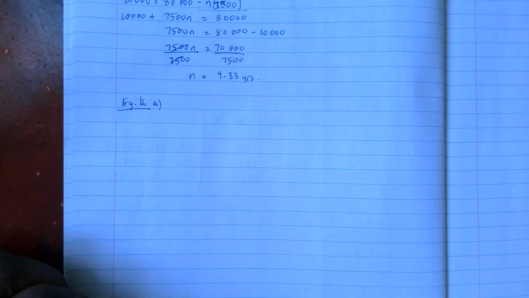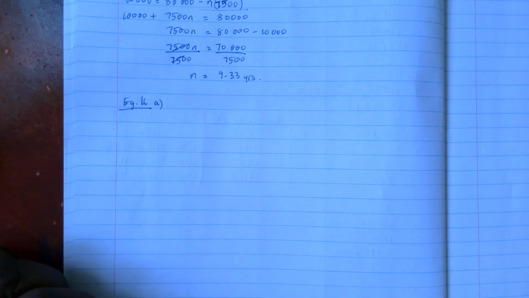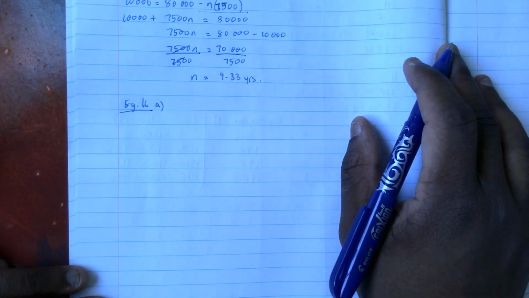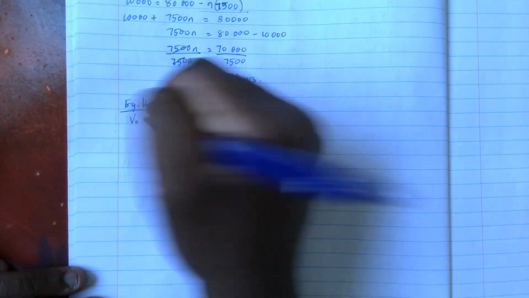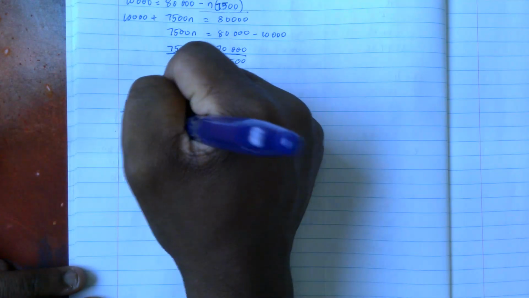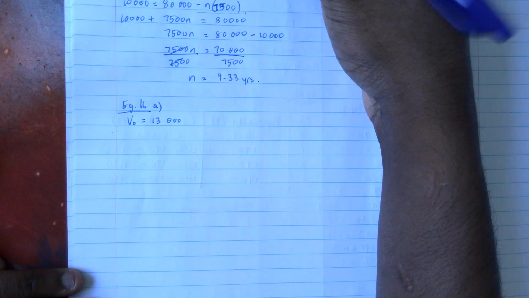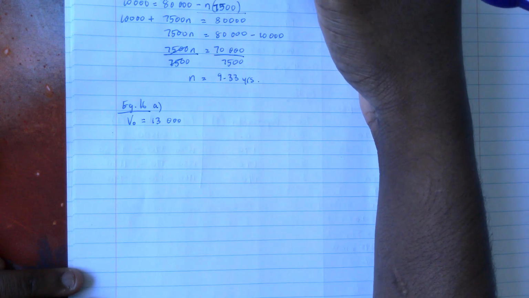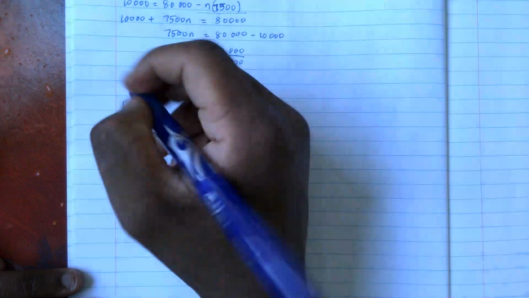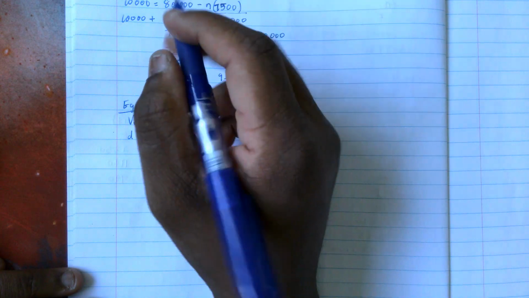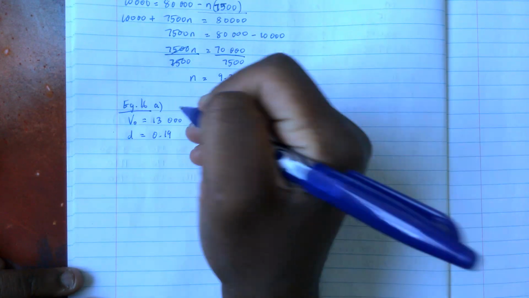And then example 16, we have to set up a recurrence relation for the depreciation of the photocopier. So purchase value is 13 grand, so V0 is going to be 13 grand. Then we need our D value. D value is going to be 19 cents per copy, so $0.19.